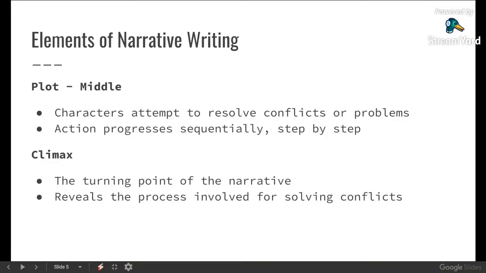The plot, that is in the middle of the story. The characters attempt to resolve conflicts or problems. The action progresses sequentially. It goes step by step. And then you have the climax, the turning point of the narrative. It reveals the process involved for solving the conflicts. That's like the most stressful, tense part.